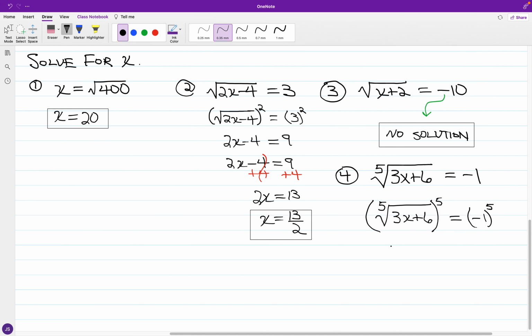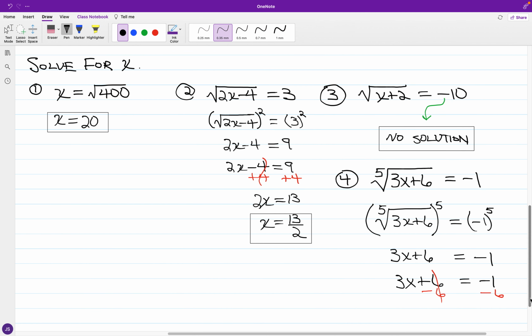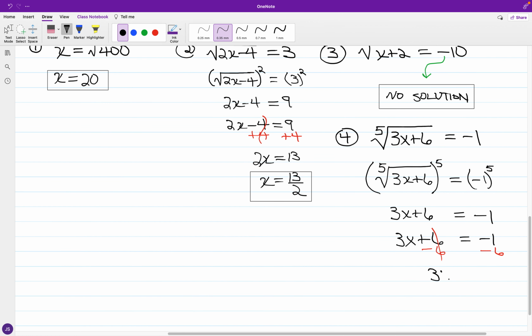So on the left, we have 3x plus 6. And to the right, a negative to an odd power is going to be a negative. In this case, you have -1, so you have alternating from negative to positive. And for -1, five of them multiplying each other out, we have -1. And so we have 3x plus 6 equal to -1. We take 6 away from both sides. So we have that 3x is equal to -7.